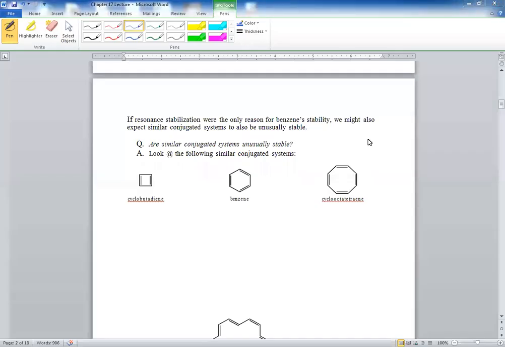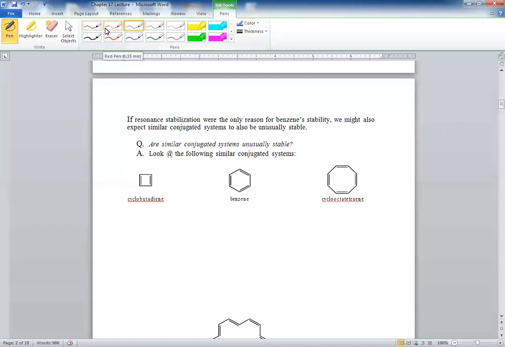Here we provide further evidence that resonance stabilization could not be the only force responsible for that unusual stability that benzene exhibits. If you look at these three compounds, they are all conjugated systems. They have pi bonds, pi electrons. But let's examine how they are different.